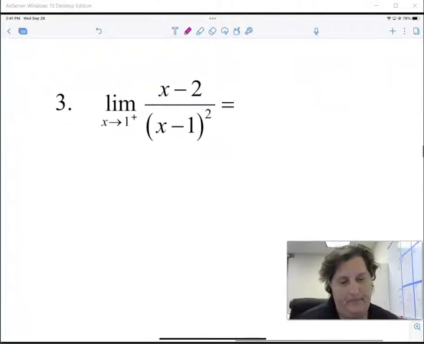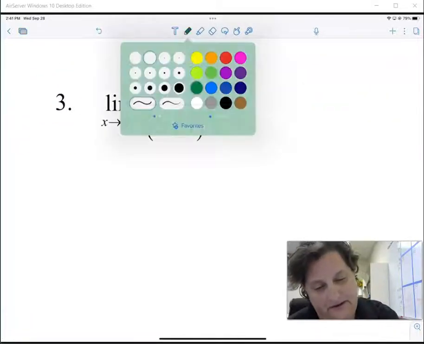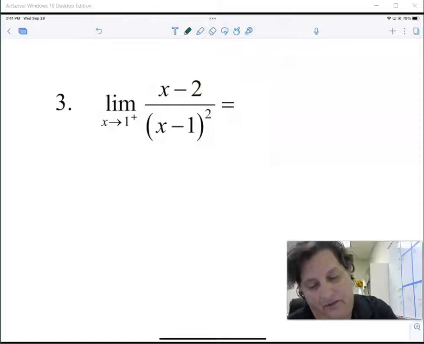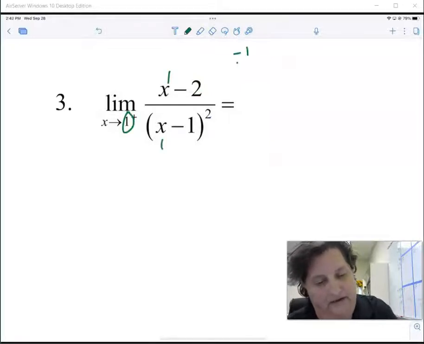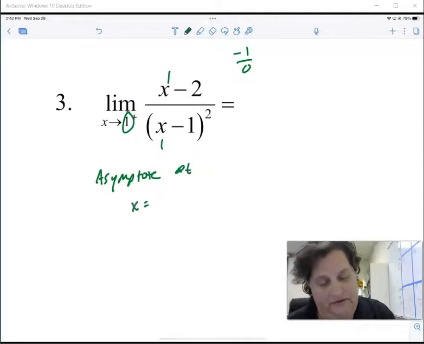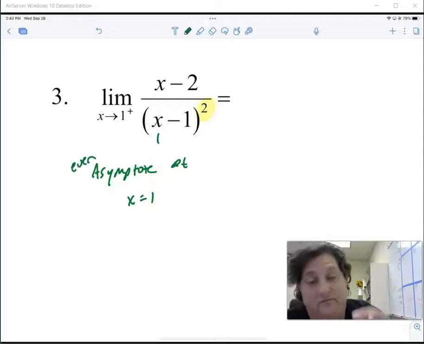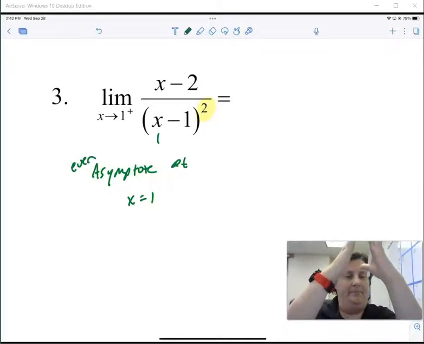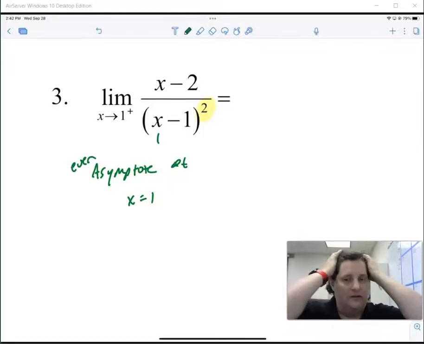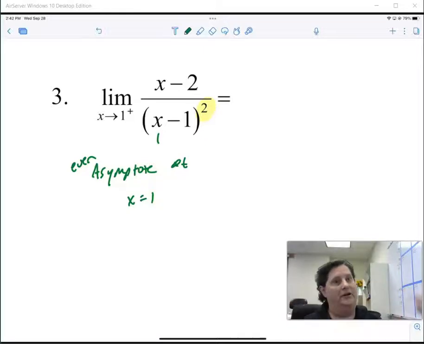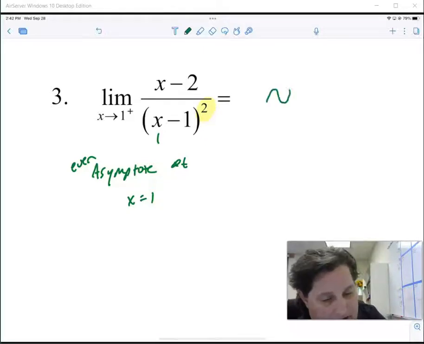All right. Okay, perfect. Now this one has, if I were to go plug in 1, right, I would get negative 1 over 0. So there's an asymptote at x equals 1. Okay, I'm not even going to graph it right now. But what I know about this asymptote is it's an even asymptote because it's squared. So it means they're going to go up, up, or down, down. They're both going to do the same thing. So how do I decide? So I know it's going to go to one of the infinities. How do I decide positive or negative?